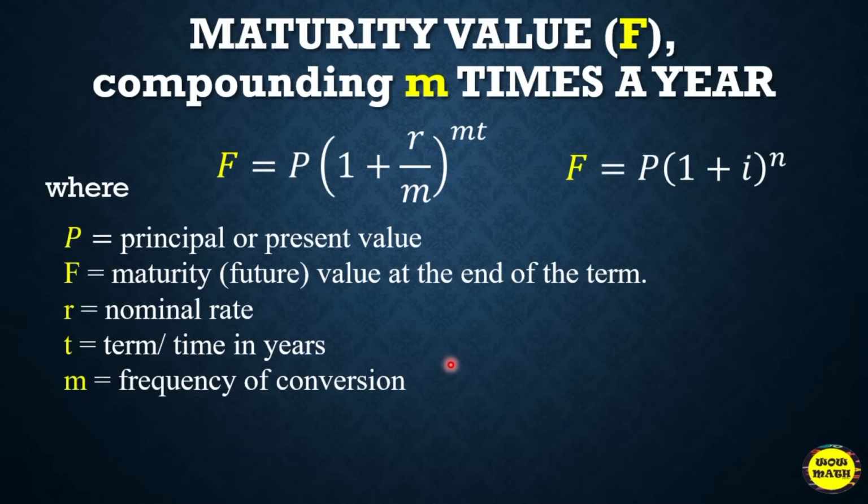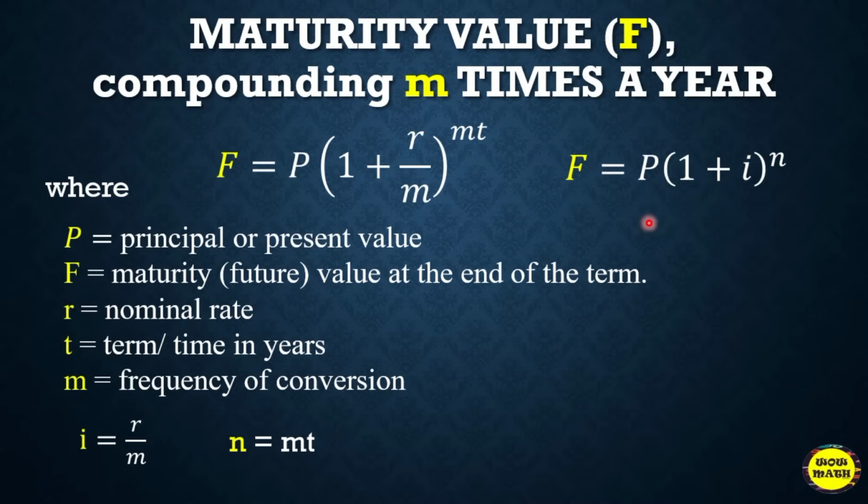Yung tinatawag nating rate of conversion per what? That is the rate of interest for its conversion period. So, paano kinukuha yon? That is R over M. And then yung N. So, paano natin kunin yung N? Or yung total number of conversion periods. That is M times T.